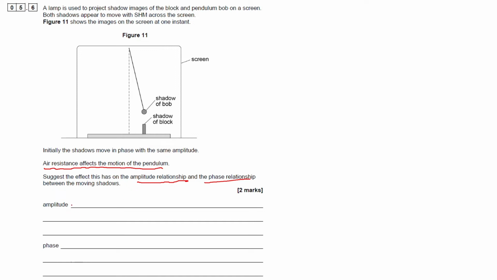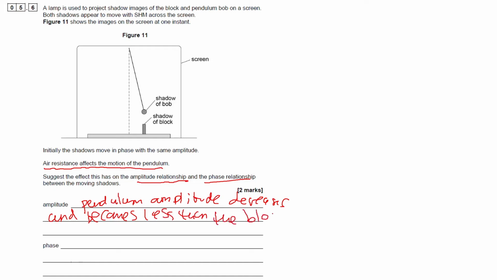So we should hopefully recall that if there is air resistance, if there is any frictional forces, then the amplitude should decrease for the pendulum. So the pendulum amplitude decreases and becomes less than the block. Okay, because the block won't change its amplitude, it maintains a constant amplitude since it's on the turntable.